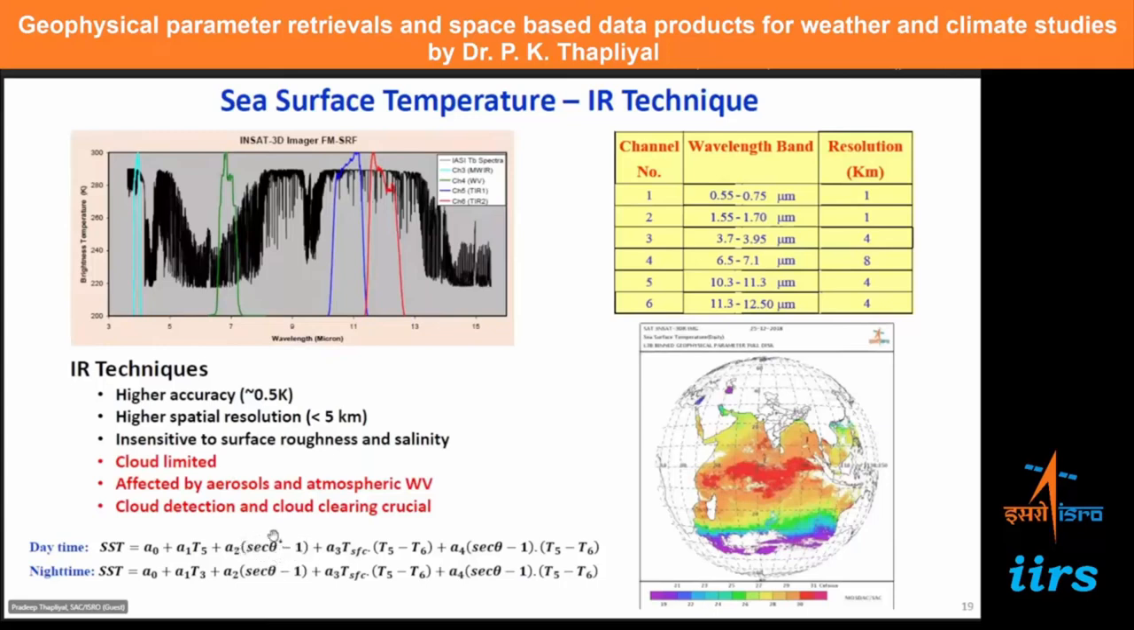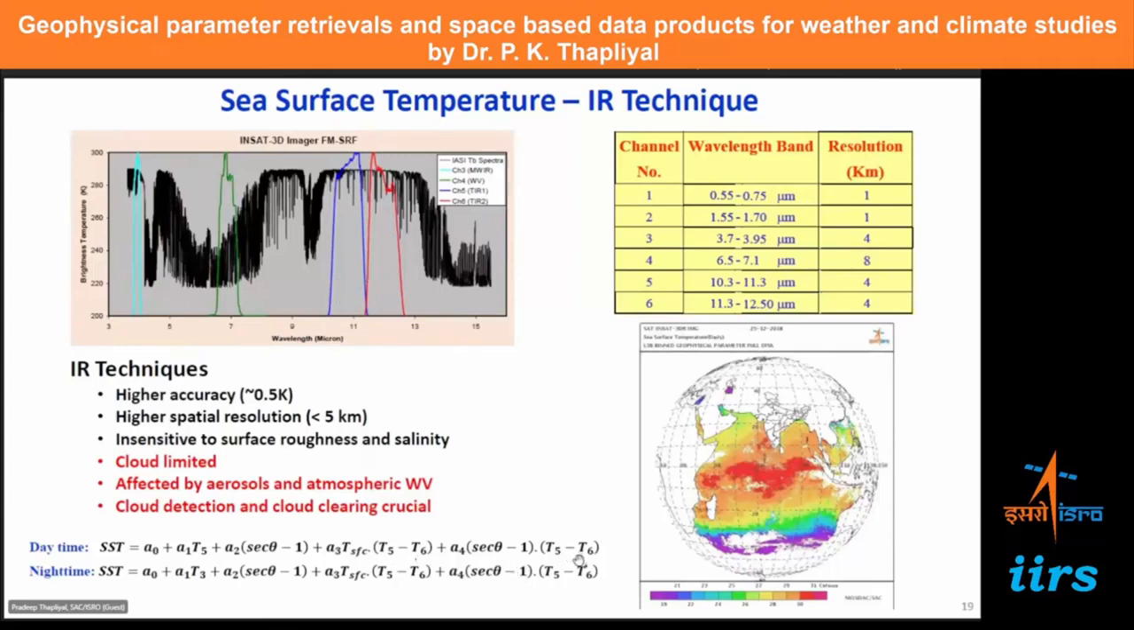If the zenith angle increases or decreases, your path length also increases or decreases, and the brightness temperature will change based on that also. So you also have to correct for that zenith angle dependency. That is coming from the second term. The third term is the water vapor correction, the atmospheric correction, and that is coming from this term here, T5 minus T6, the difference in these two brightness temperatures.